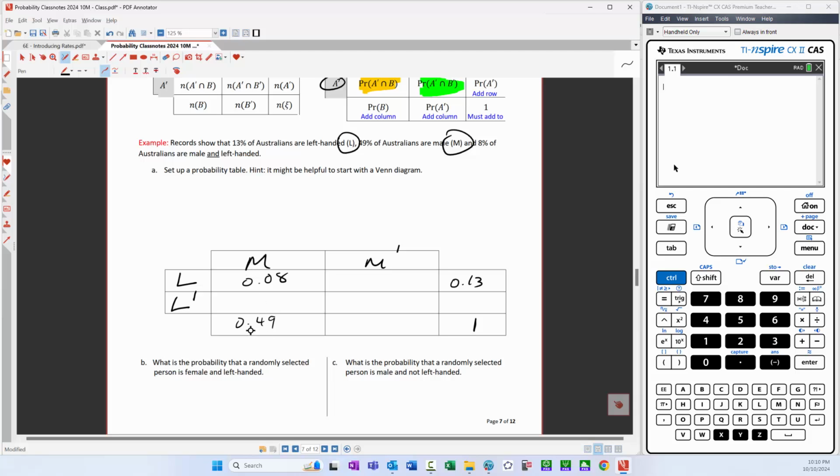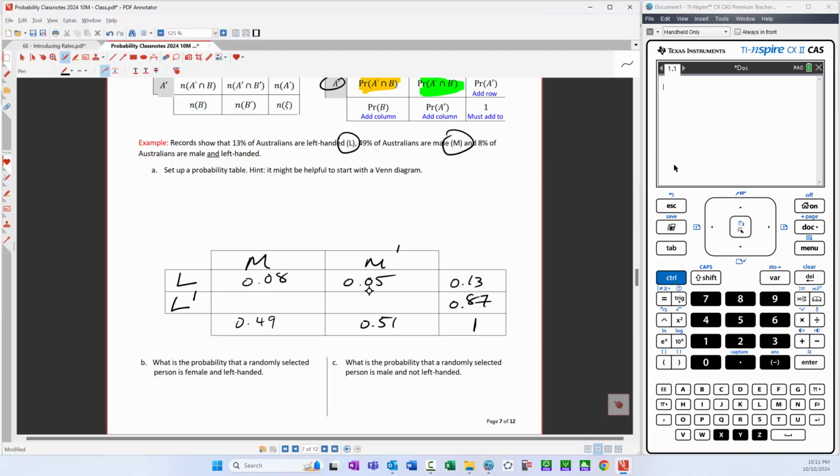So the chance of being male in Australia is 0.49, not being male is 0.51. That's everyone else. We also know that if you're left-handed, it's 0.13. So everyone else is just considered not left-handed, ambidextrous, or obviously right-handed. So that's going to be 0.87. Now, this one here is left-handed and not male, okay? And that's going to be the value that is added to 0.08 to get us to 0.13. So that's going to be 0.05.